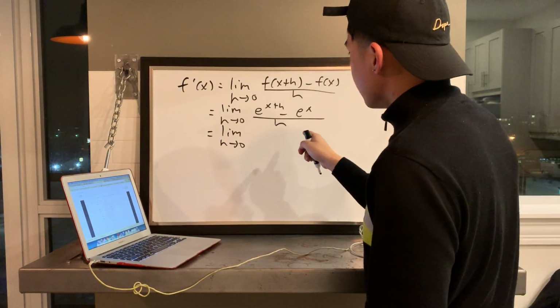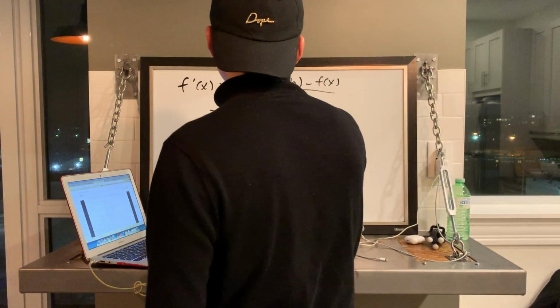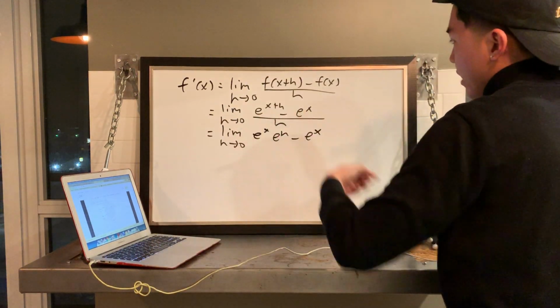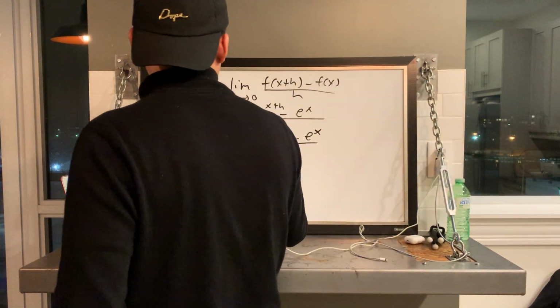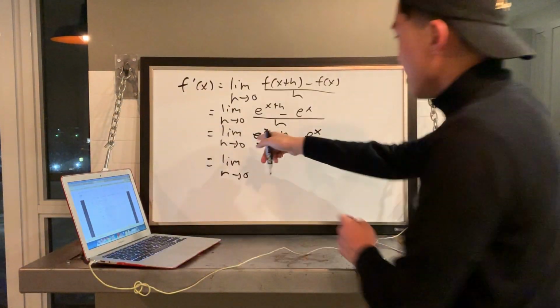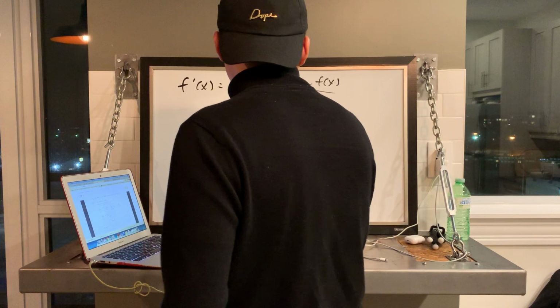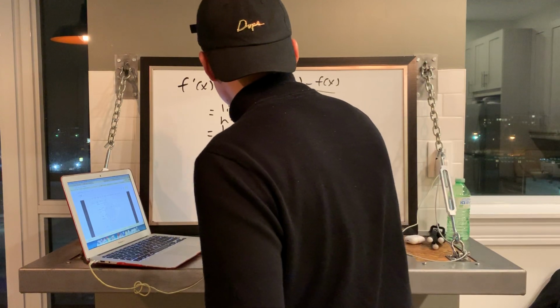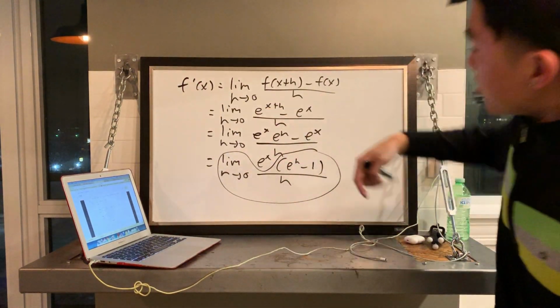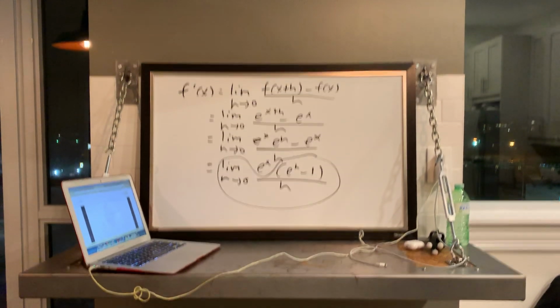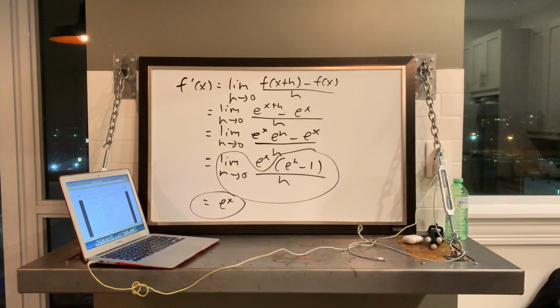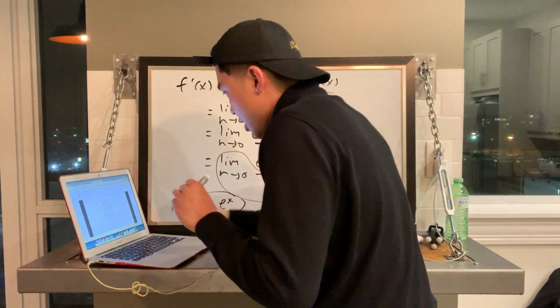What you can do is, because they're being multiplied, if you're adding the exponents, what we can do is factor out an e to the x, and we go ahead with e to the h minus 1 all over h. We just said that this little chunk right here equals 1, so it's e to the x times 1. So the derivative of e to the x is e to the x. Bam! You know it.